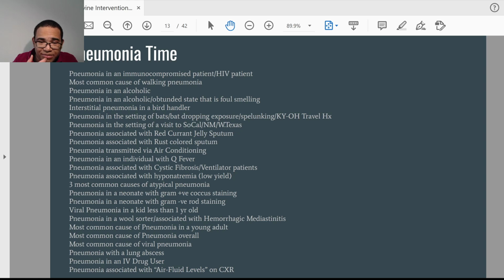Remember, if you're a HIV patient and your CD4 count is less than 150 and you live in a susceptible area like Kentucky or Ohio, you do need to get itraconazole prophylaxis against Histoplasma. That's a very high yield thing to know for exams. Now, pneumonia in the setting of a visit to Southern California or New Mexico or West Texas or Las Vegas or whatever, or Arizona, I guess.